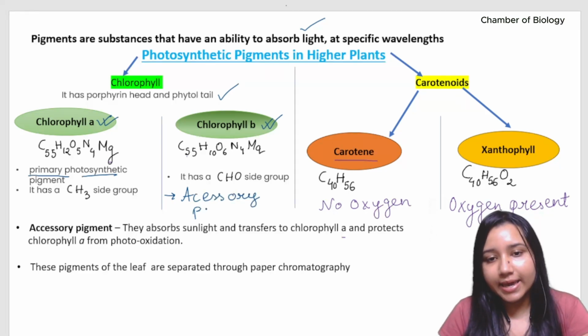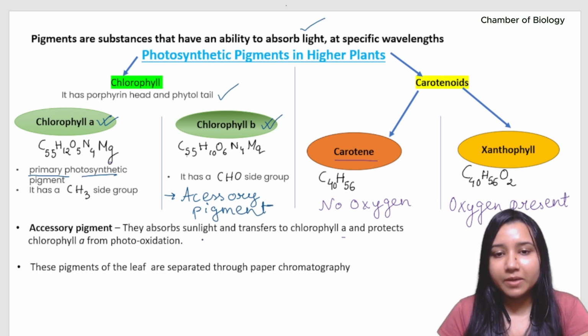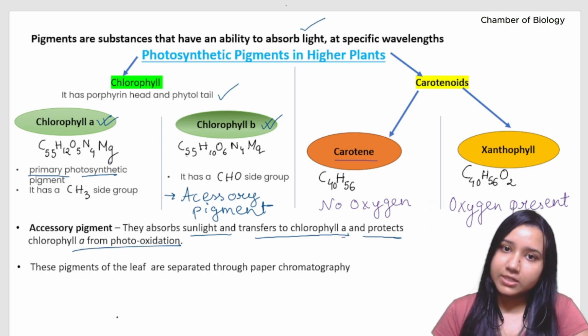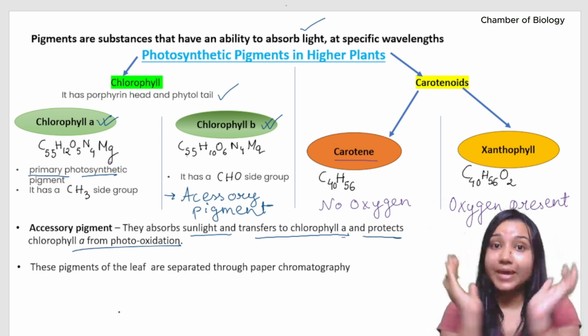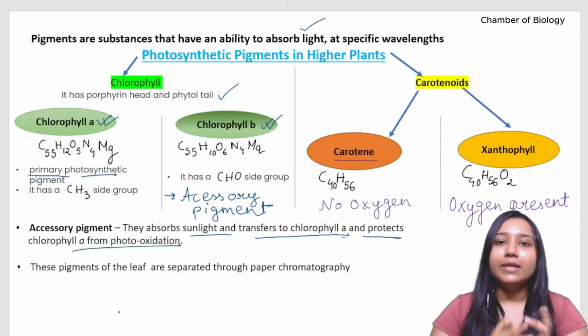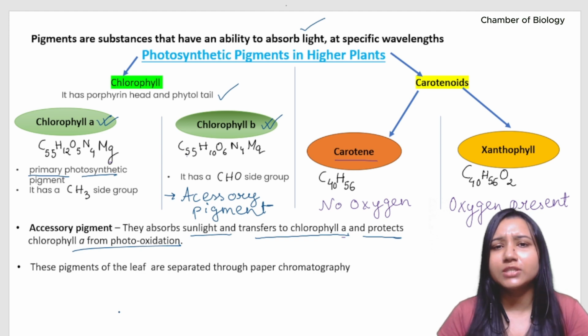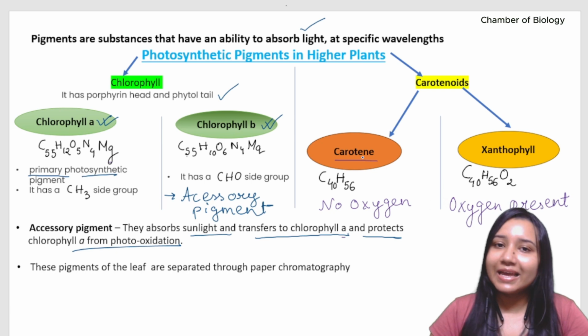So what is an accessory pigment? Let's first understand that. Accessory pigments absorb the sunlight and transfer it to chlorophyll A, and protect chlorophyll A from photooxidation. Chlorophyll A is the main one, like a king, and we are protecting our king. The king is protected by soldiers, ministers and the kingdom. There are so many soldiers, armies and army generals. So you can say accessory pigments are like that.